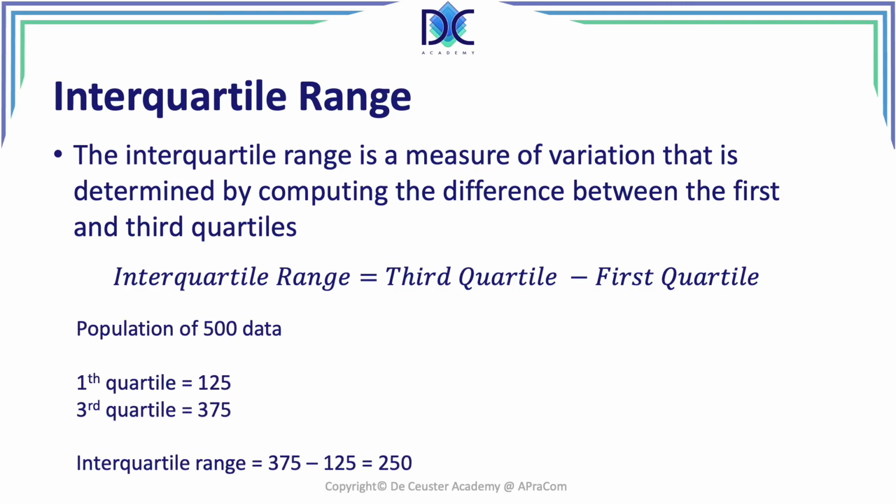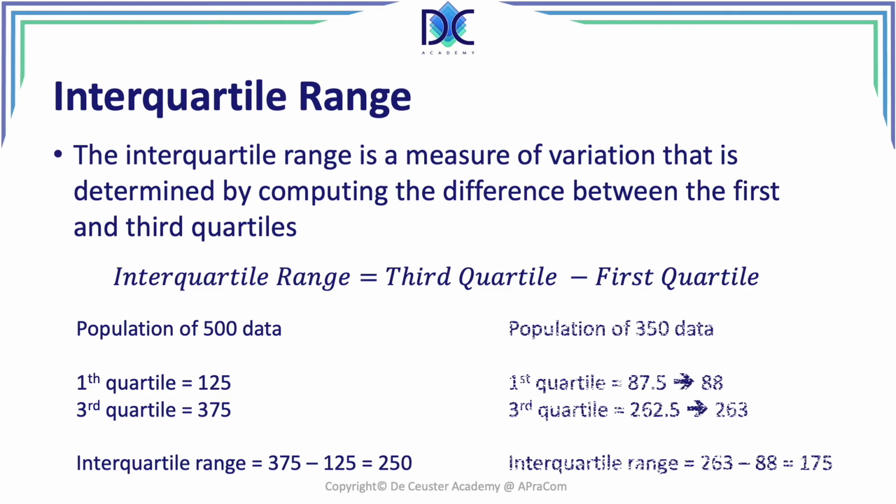When we look at our population of 500 data, the first quartile was 125 and the third quartile was 375, which makes the interquartile range equal to 375 minus 125, which is 250. For the population or the sample of 350 data, we know that the first quartile was equal to 88 and the third quartile was 263, and the interquartile range in this case is 263 minus 88, which is 175.